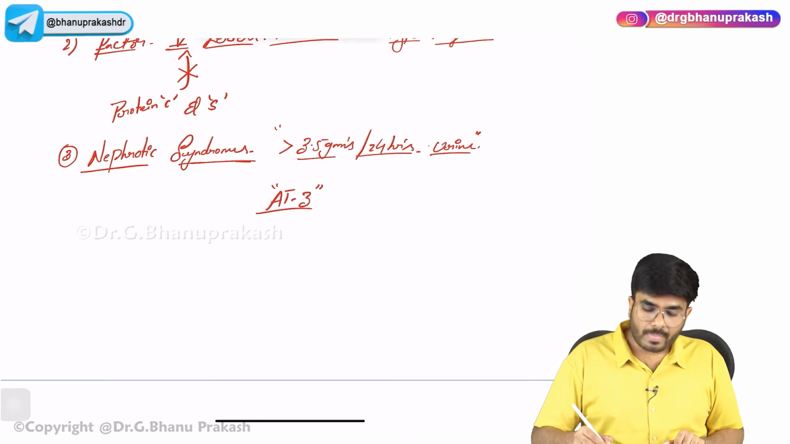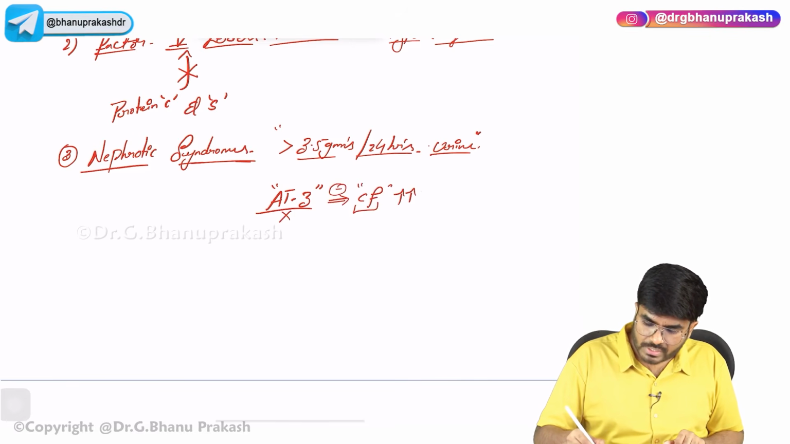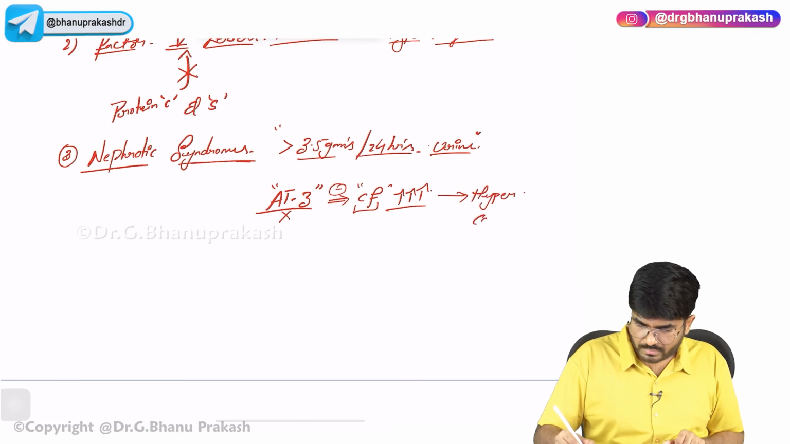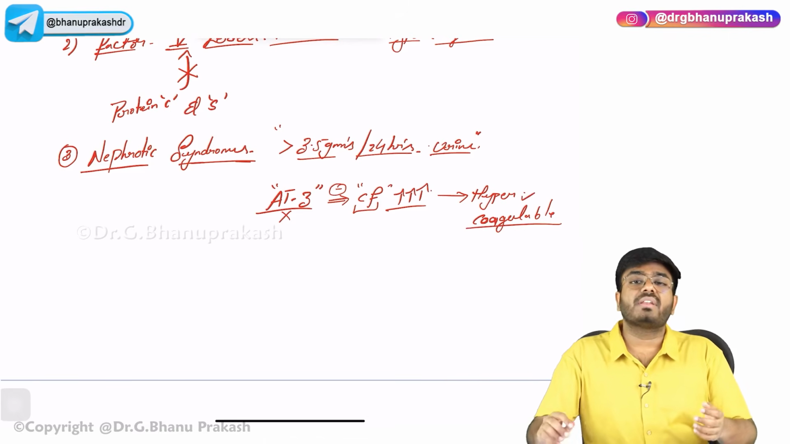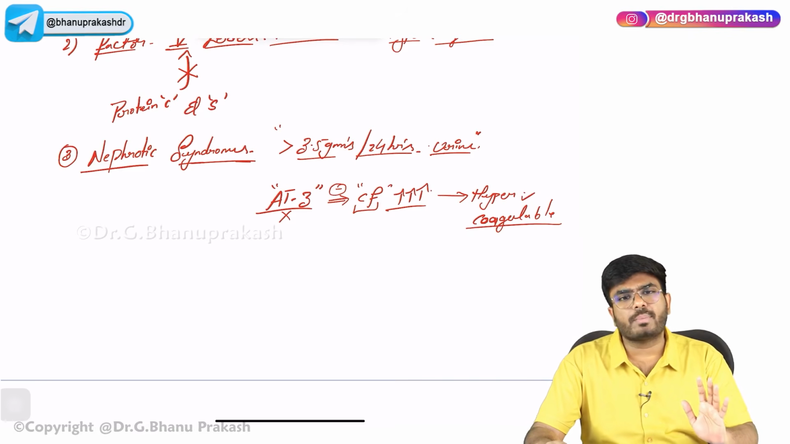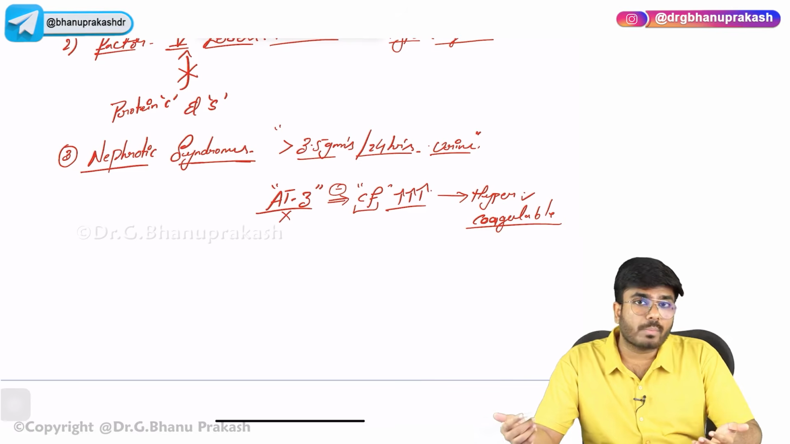So what happens? The antithrombin 3 normally inhibits the clotting factors. Now as the antithrombin 3 is not there, what happens to the clotting factors? The clotting factors are continuously active. That makes the blood hypercoagulable. Okay, done. So these are the different causes for the hypercoagulable state. At the end of the day, there is a hypercoagulable state. Okay, you know it. That can favor the formation of the clot.